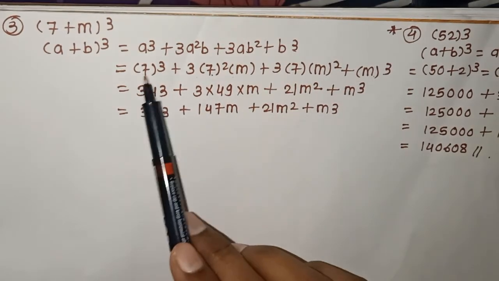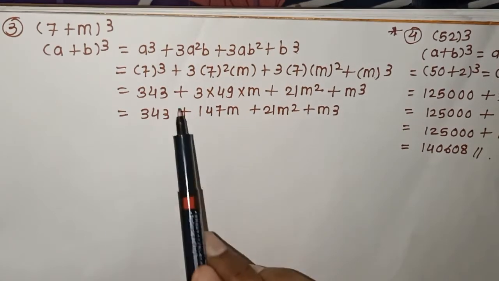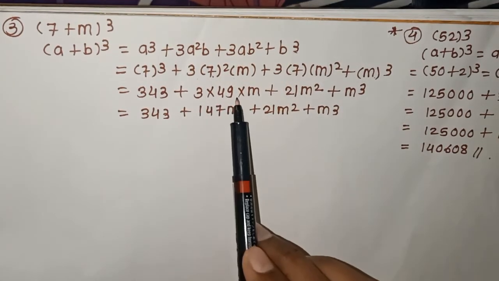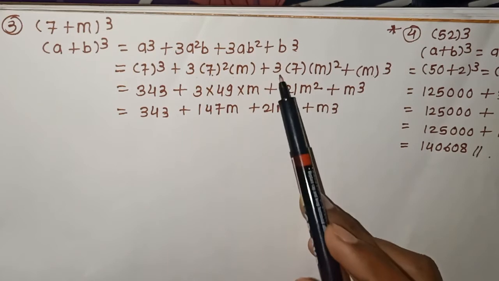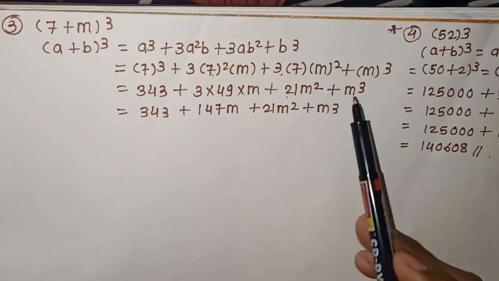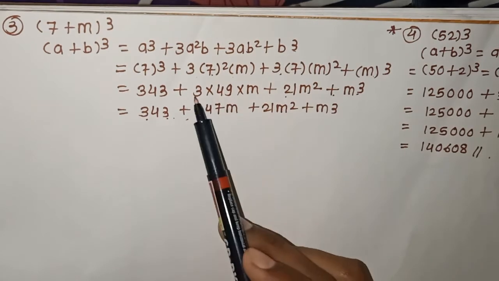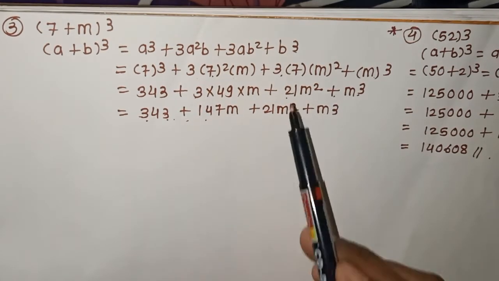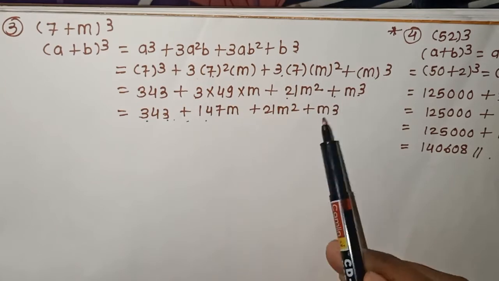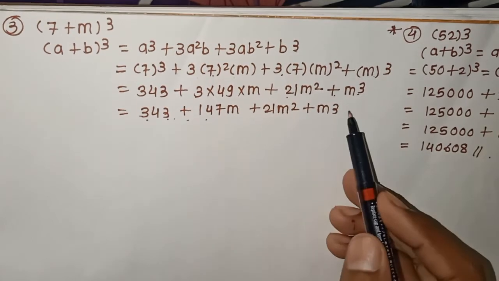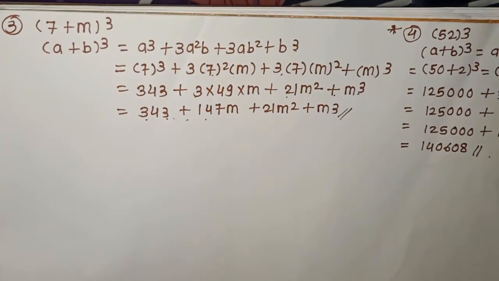Okay, we know 7 cube is 343, plus 3 into 7 square, that is 49 into m, plus 3 into 7, that is 21 m square, plus m cube. 343 plus 49 into 3 we get 147m, 21m square as it is, and m cube as it is. This is our example number 3.